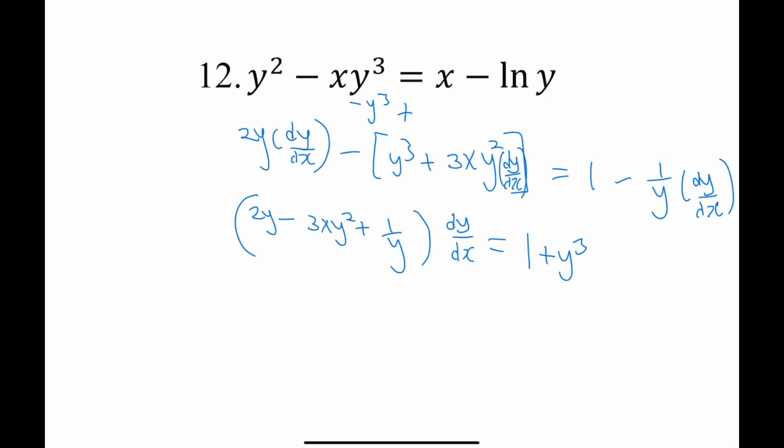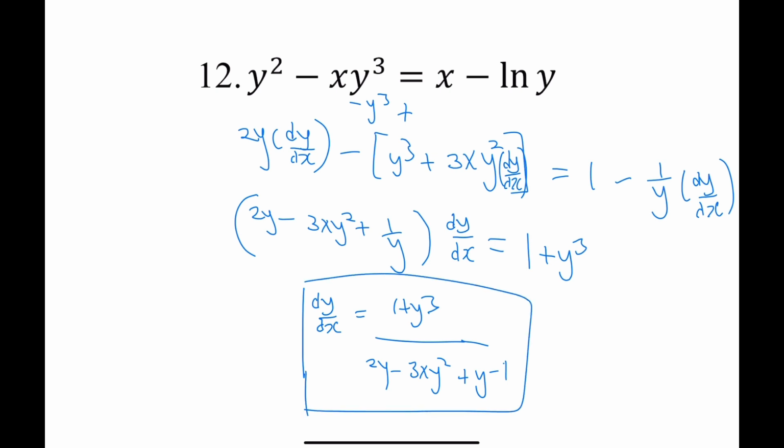Yep, okay, that's how you do it. And dy over dx is equal to 1 plus y to the third all over 2y minus 3xy squared plus 1 over y. I think we'll just leave the 1 over y like that. Or if you really want to, you can put that as negative 1 power. Maybe ask your teachers about what their standard is for this one. I think for this situation, it probably is fine because implicit differentiation itself is pretty complicated.